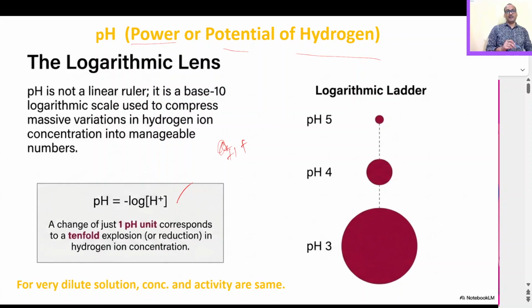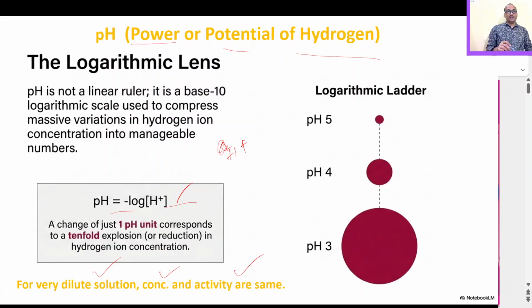Actually, activity and hydrogen ion concentration are not the same. But for very dilute solutions, the concentration and activity are the same. So that's why people write pH equal to minus log of H+ ion concentration. Actually, we should write pH equal to minus log a(H+).